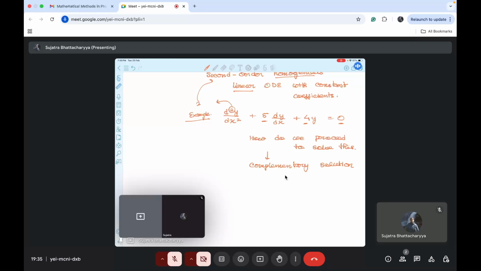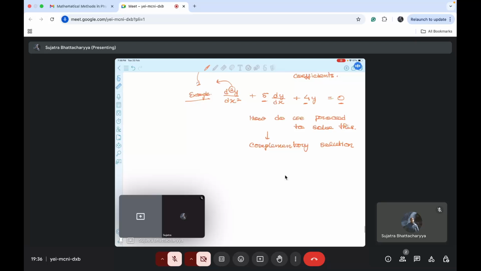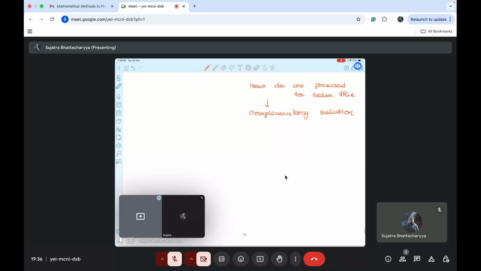But the complementary solution, the way we are doing today, the same thing we will be applying there also for the inhomogeneous equation. So for the complementary solution, you assume the inhomogeneous equation as the homogeneous equation and then solve it. That's the point. Okay, so let's go one by one.